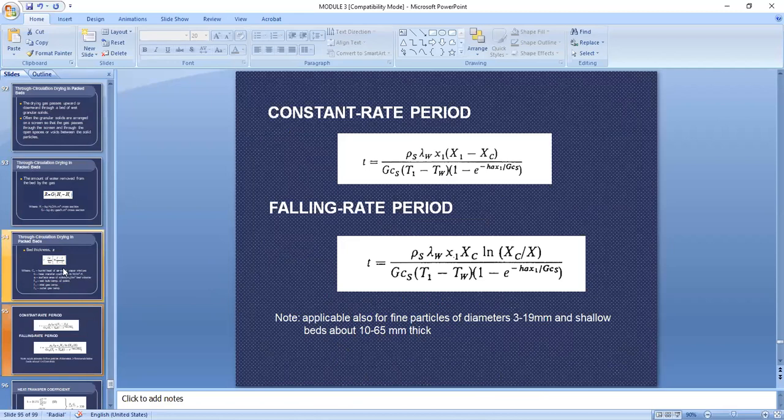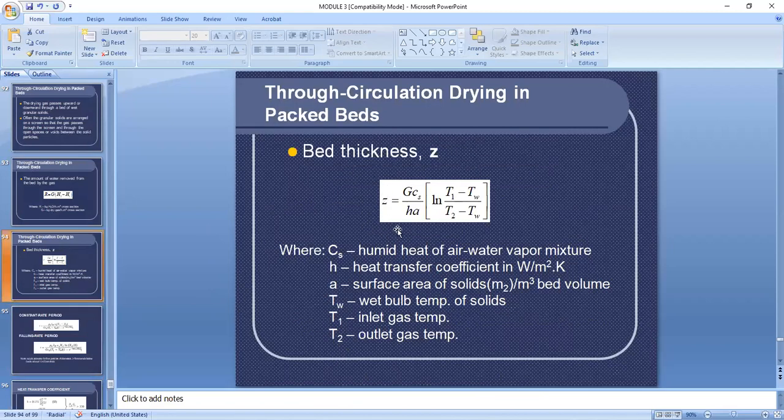Now, that's for the Z. How thick should the bed be? Or how thick should the solid be that is placed on the screen, where your drying medium is to pass through it, coming from the bottom going up or from the top going down, depending on the design.